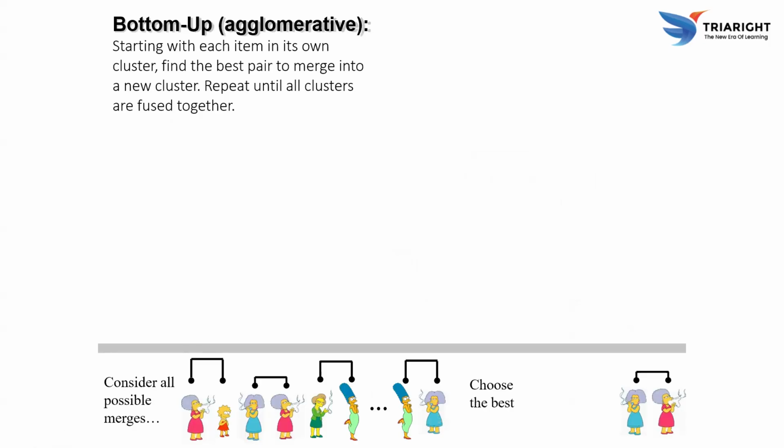So here we can say that it is the bottom-up algorithm. Starting with each item in its own cluster, find the best pair to merge into a new cluster. Repeat until all the clusters are joined together. Considering all the possibilities, choose the best. So we have the two grannies, mother and granny, mother and granny too, and aunt and mother and the grannies, and granny and child.